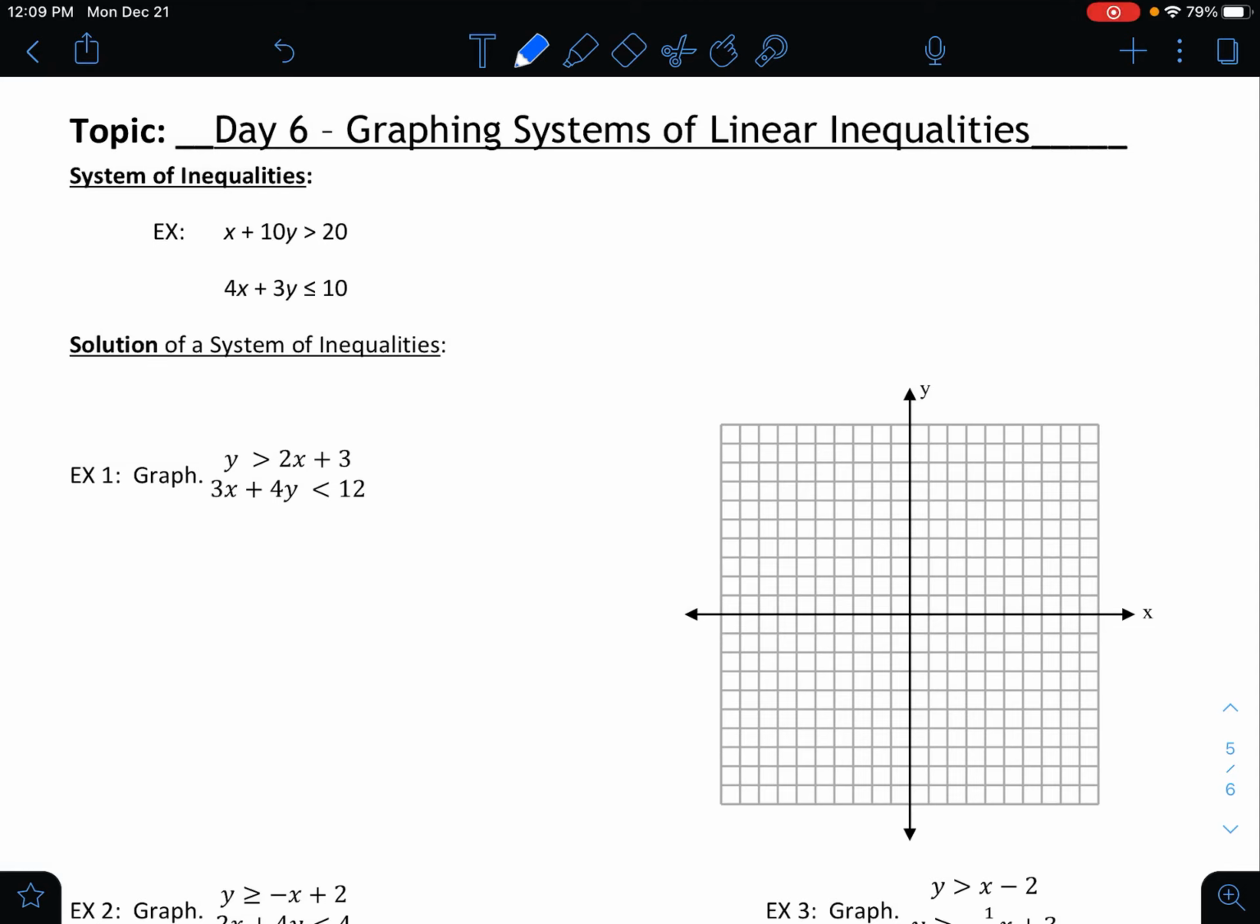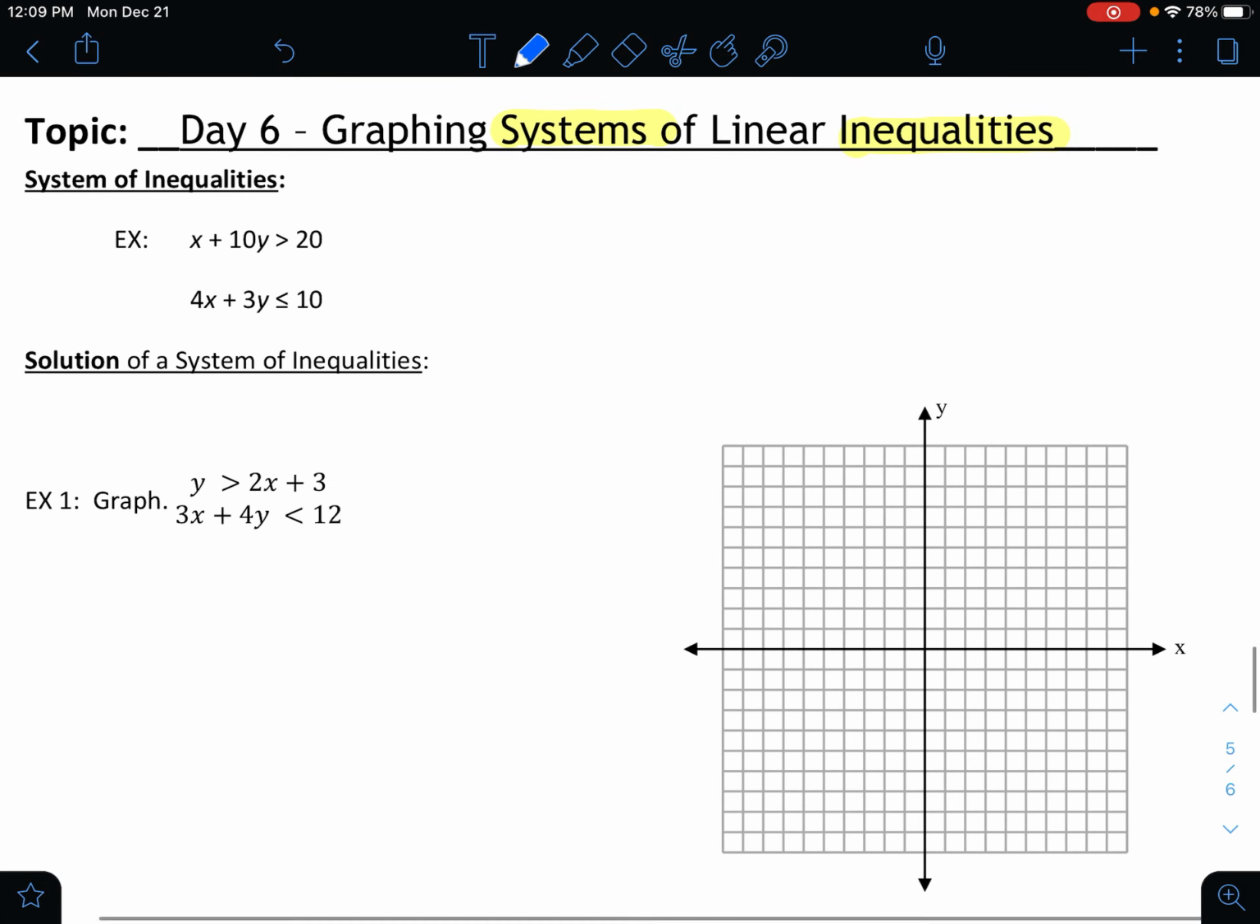All right, today we are going to move on to what's called graphing systems of linear inequalities. If you recall from earlier in the unit, we solved a system of equations by the graphing method, or substitution, or elimination. This time we are going to be solving linear inequalities in a system, which means more than one inequality. Let's do a definition here of system of inequalities.